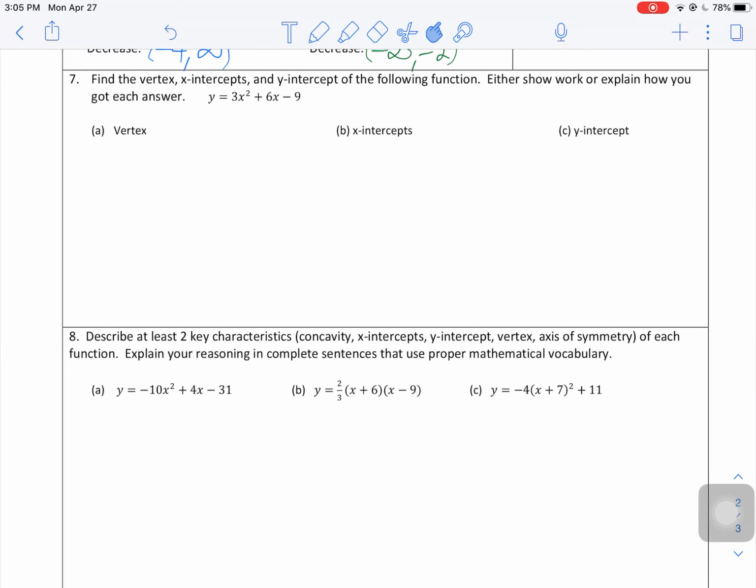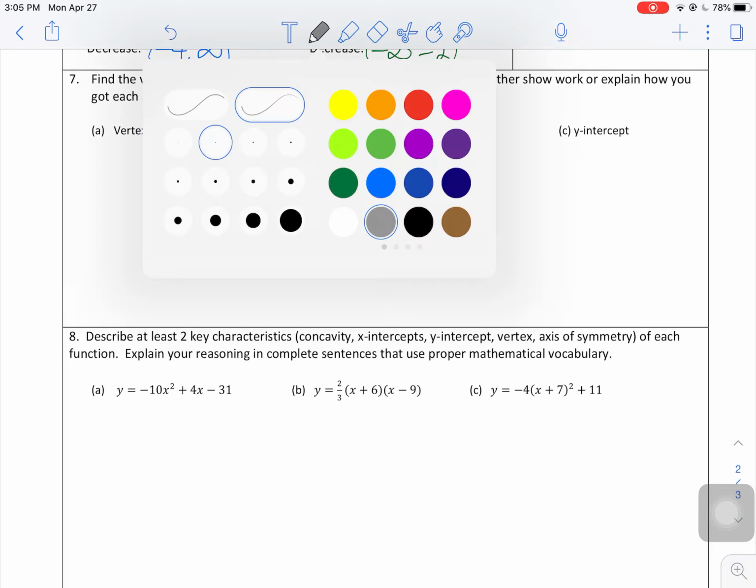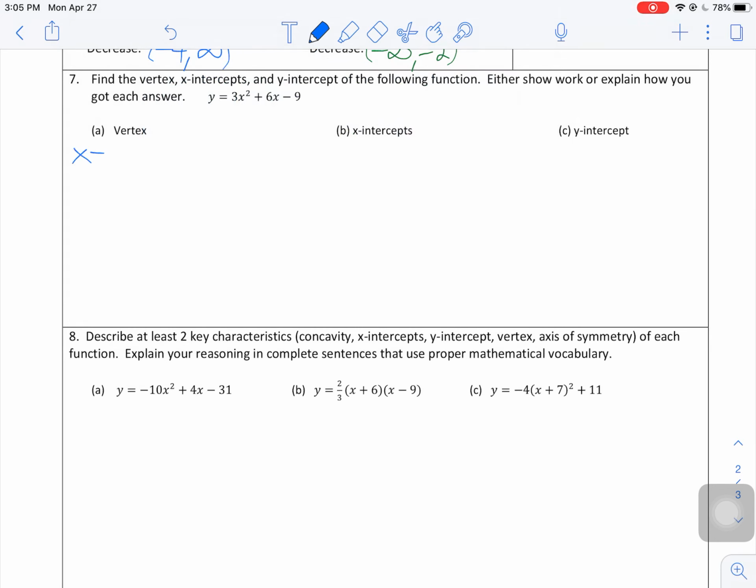Number 7, find the vertex, x-intercepts, and y-intercept of the following function. Either show work or explain how you got each answer. So we're in standard form. So when you're in standard form, you want to do x equals -b over 2a in order to find the x-coordinate of the vertex. And a and b and c just go in order like I have labeled.